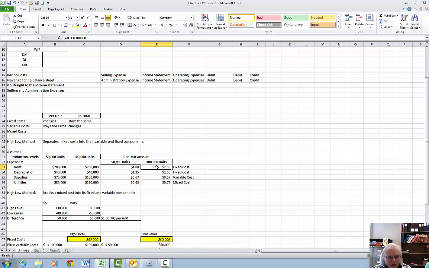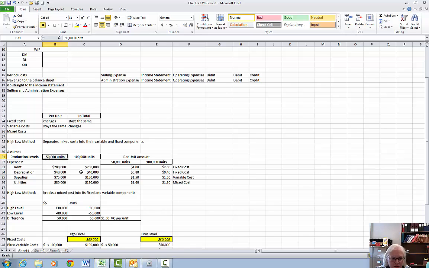Okay, so the depreciation, I do the same. It's 40,000 if you make 50,000 units. It's 40,000 if you make 100,000 units. So I need to take this formula and bring it down all the way. Take this one and bring it down. Okay, that's better. All right, depreciation, 40,000 total dollars.